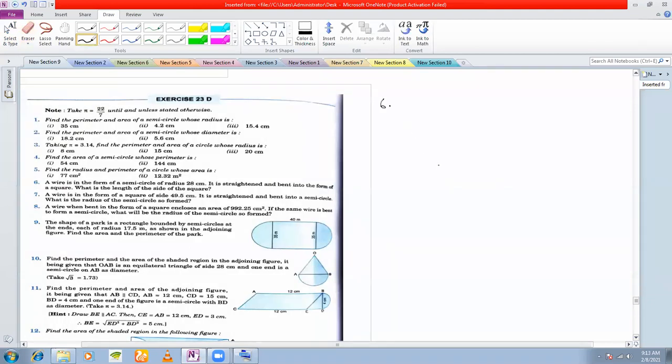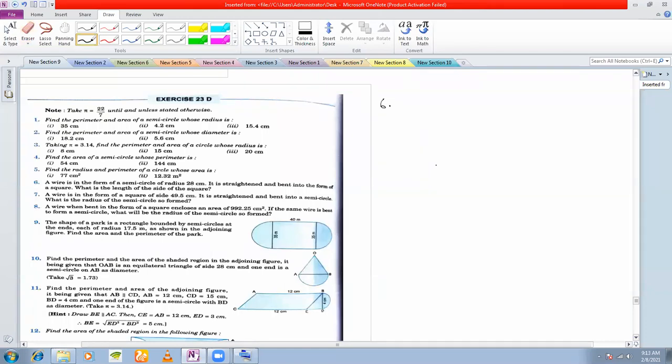A wire is in the form of a semicircle of radius 28 centimeters. It is straightened and bent to form a square. You see, I've seen copper wires, the one that you strip the wire to in order to repair the fuse. Those wires can be bent, in fact.